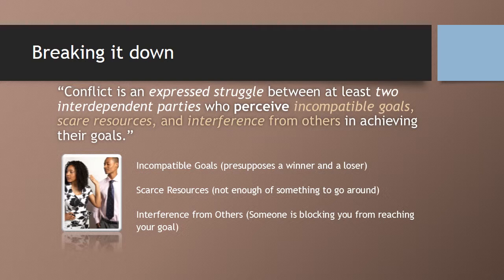And there can be perceived interference from others. This means someone is blocking you from reaching your goal. And usually this is seen as the other party. The opportunities for conflict are endless because each of us is unique with particular sets of interests and ideas, and these differences are a constant breeding ground for conflict. In summary, all these elements are critical ingredients in interpersonal conflict.